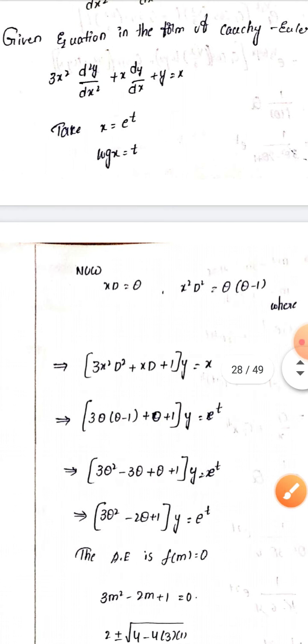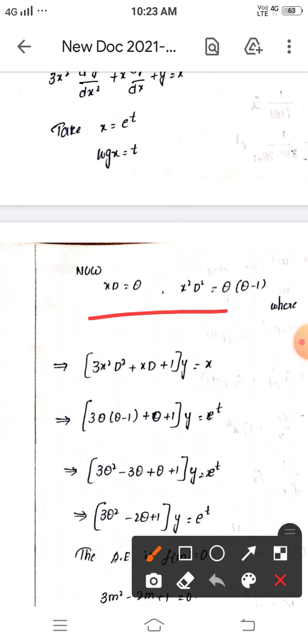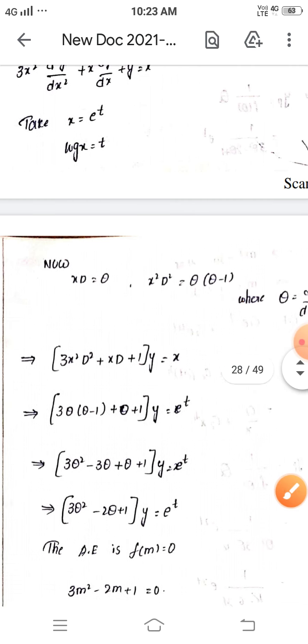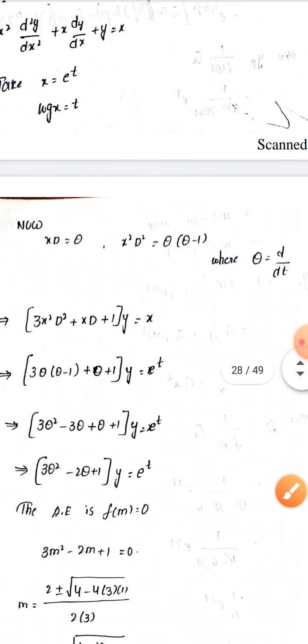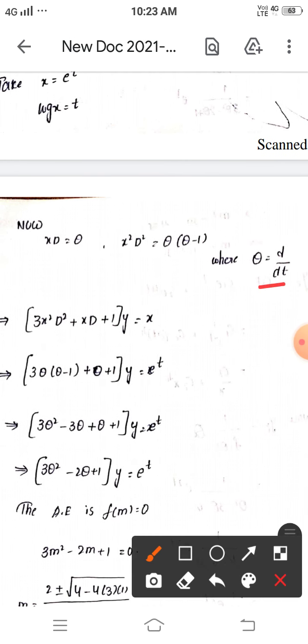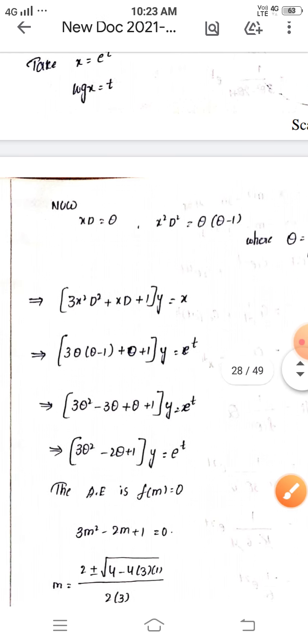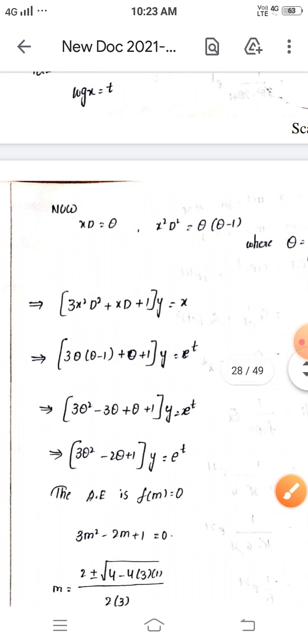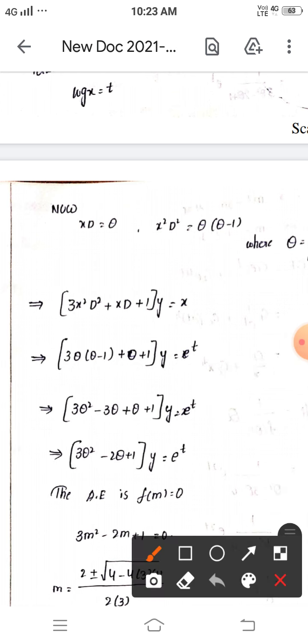After that, these are the initial considerations in this method: xD is equal to theta, x square D square is equal to theta into theta minus 1. We know that here theta is nothing but d by dt. This is the same process discussed in the previous problem. So all these values are substituted in the given equation. The given equation in differential operator form is this one.